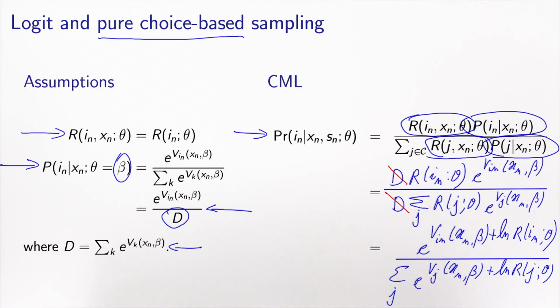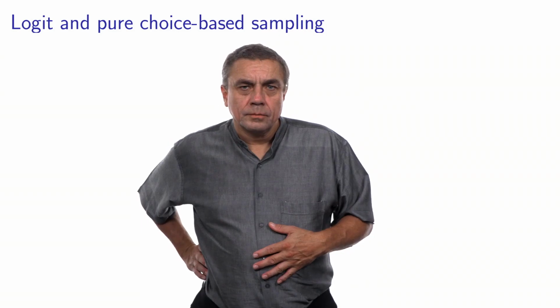It has the same formulation as the logit, with one important exception. It's like we have shifted the utilities, the V's, by this quantity log of r. Indeed, we see that for each utility, so V_i and V_j in the denominator, we have a correction factor which is log of the r corresponding to the same utility.